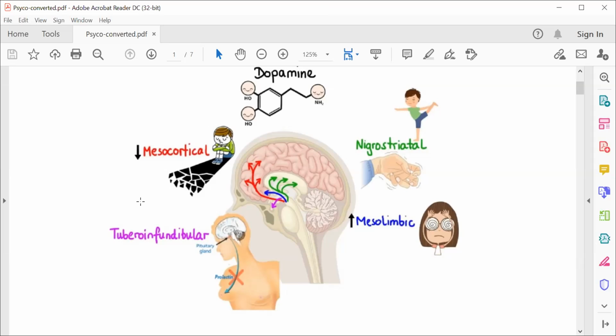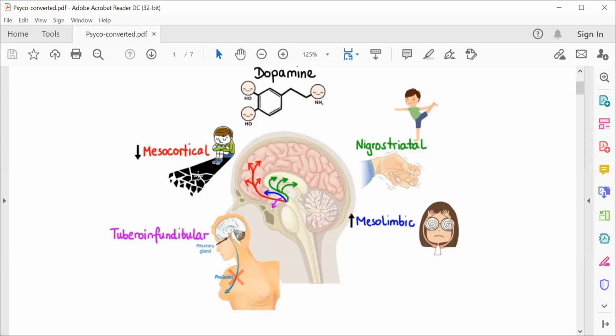This is why we are talking about the first generation antipsychotic. It's not favorable anymore because it does that. Although it improves the positive symptoms, it might increase the negative symptoms. This is why we don't use it anymore. I'm talking about the first generation now.